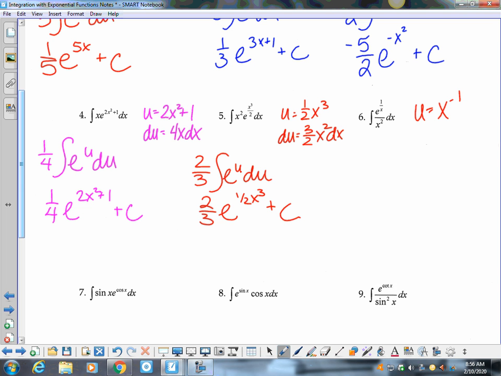Totally, you can totally rewrite it. So yeah, you could start off and rewrite this as e to the x to the negative 1 times x to the negative 2 dx. Totally fine. So what's my du? So I have him. I just need a negative.